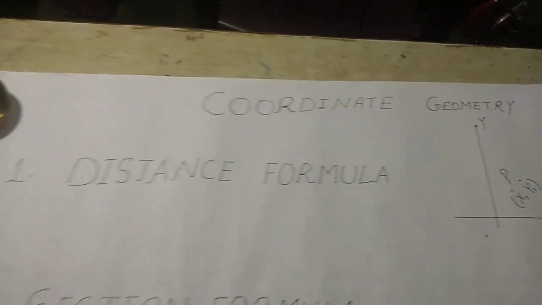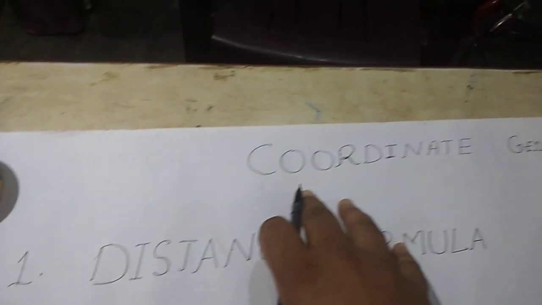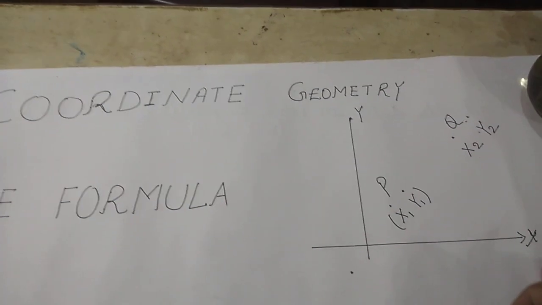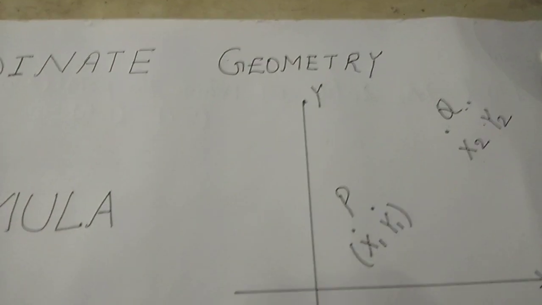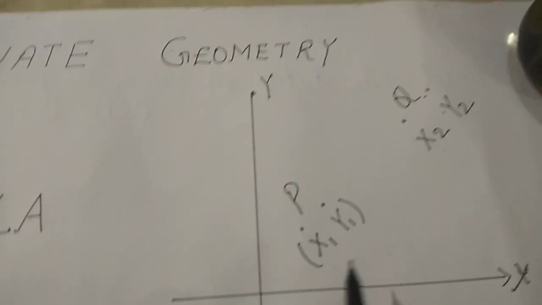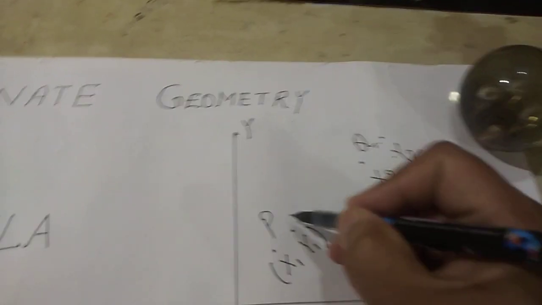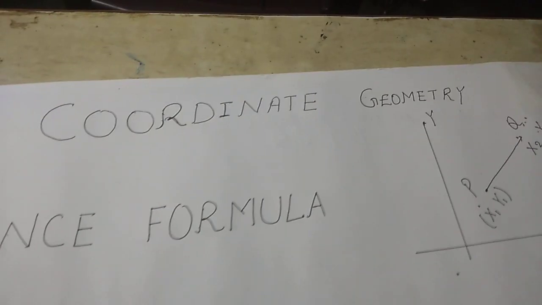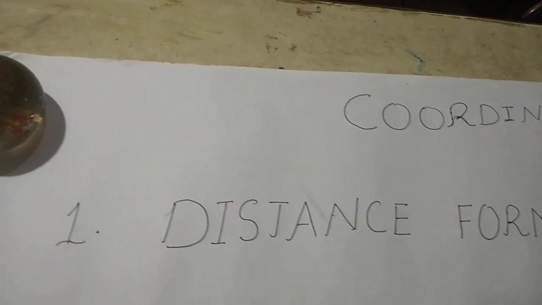Now see, already I have written coordinate geometry here. The first thing in coordinate geometry is the distance between 2 points. Suppose this is the x-axis, this is the y-axis, and 2 points are given, P and Q. What is the distance between P and Q? How will we find it? There is one very simple formula. This formula is given in class 9th also in ICSE. So no confusion at all about the distance formula.